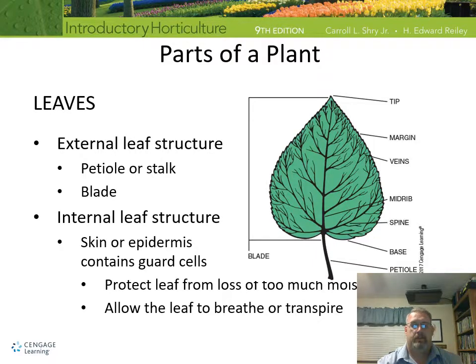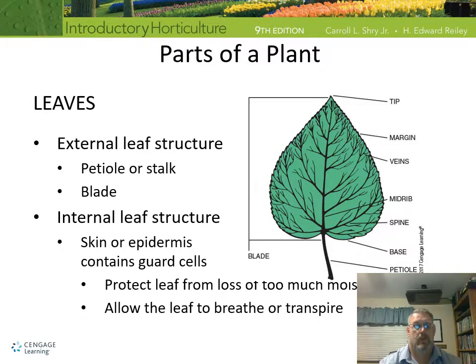As you can see, here is the diagram of a leaf. The external structure includes the petiole or the stalk, which would be where it attaches to the rest of the plant. And you have the blade, which is the entire size or surface area of the leaf. And then there are multiple internal structures. You can see the veins, the margin, the midrib, the spines. All these are internal structures that help give the plant rigidity and also keep the nutrients and water moving throughout the plant.